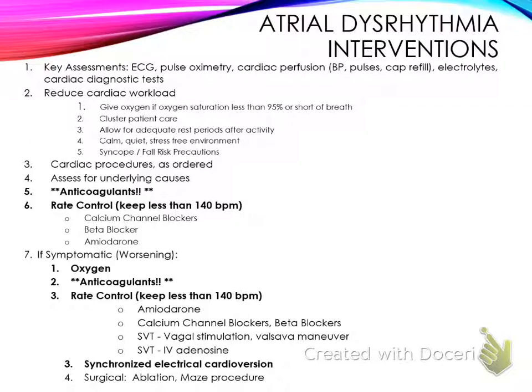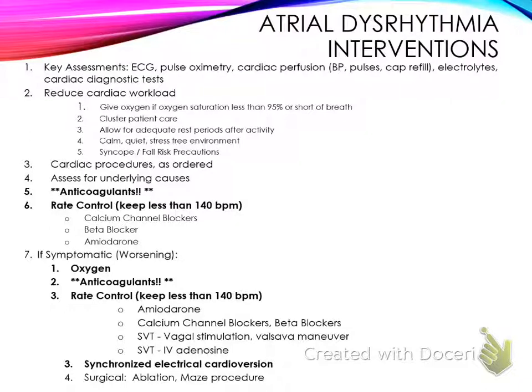So even if this patient isn't symptomatic, with an atrial dysrhythmia, we will do anticoagulants, maybe not for the PACs. The PACs is kind of like, depends on how bad they feel. But AFib, A-flutter, and SVT are usually symptomatic, but AFib and A-flutter, and maybe SVT, if it's not symptomatic, we want to give anticoagulants.